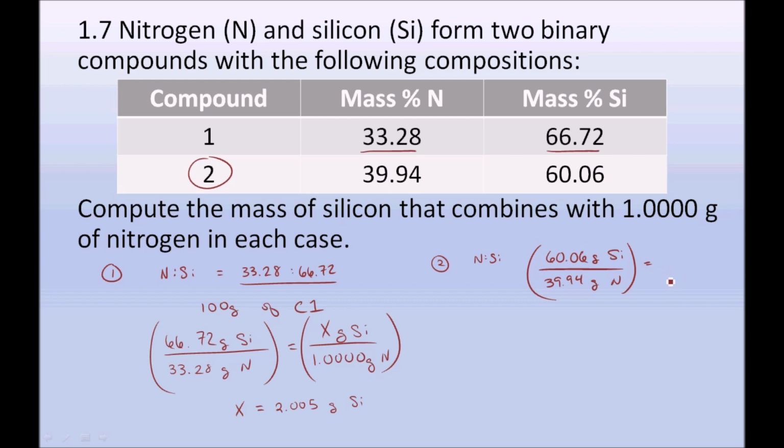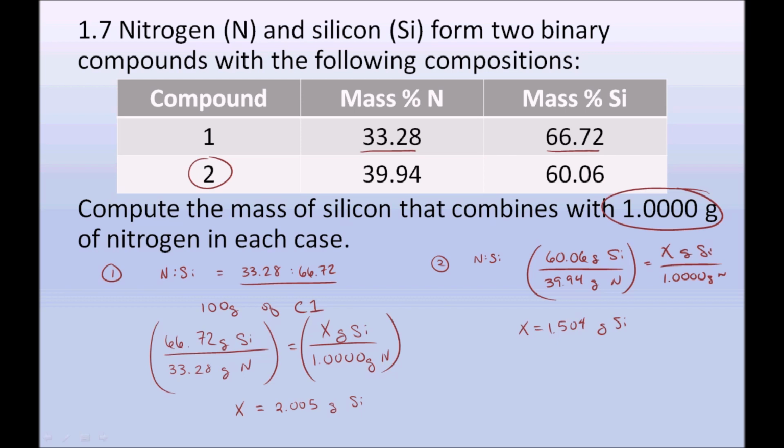This ratio will be identical when 1 gram of nitrogen is combined with an unknown amount of silicon. And in this case, x is equal to 1.504 grams of silicon. So if you have a process that yields compound 2 and you have 1 gram of nitrogen, this will require 1.504 grams of silicon.